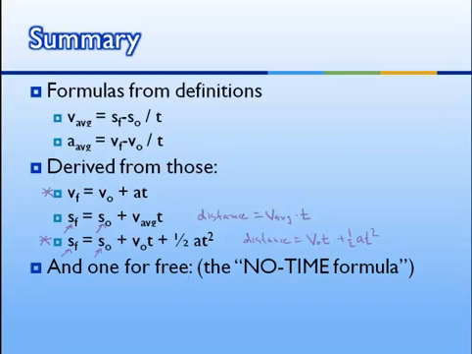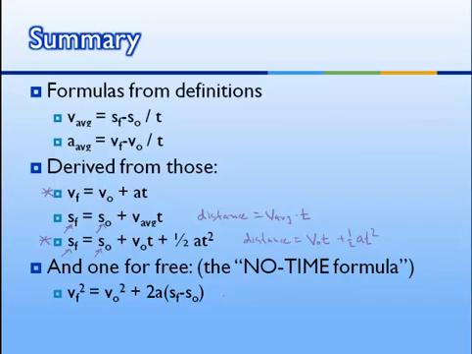I'm going to give you one more formula for free. Notice that each of these formulas has time in it. Quite often, you're given a problem and you aren't told how much time it takes. You could calculate how much time it takes and then use one of these formulas. However, this formula allows you to calculate things without knowing the time. It looks a little scary because of all the squareds, but this formula, the final velocity squared is equal to the initial velocity squared plus 2 times your acceleration times your total distance. Or if you need to, you can break that into final and initial positions.